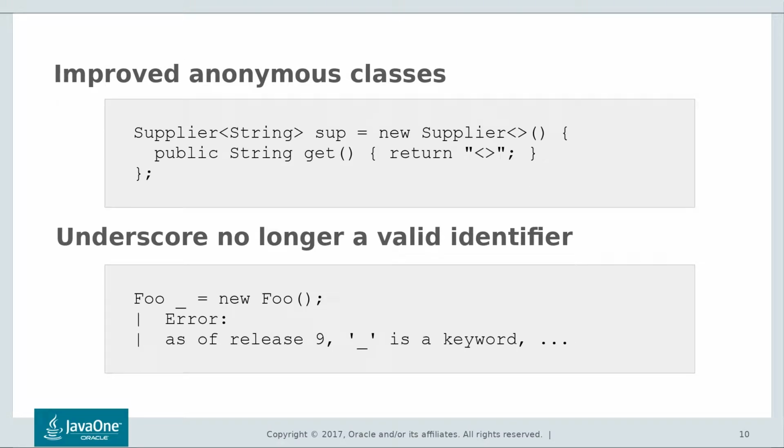Other very small changes are that anonymous classes no longer have to qualify the generic argument on the right-hand side. Yay. The underscore identifier is now a keyword, so it's no longer a valid identifier. This is a future-proofing thing to make sure that in the future, maybe underscores will be used in generic style programming to denote things that are there but you don't want to care about, for example. But there's the safe harbor statement that says that I don't know what I'm talking about in that one.